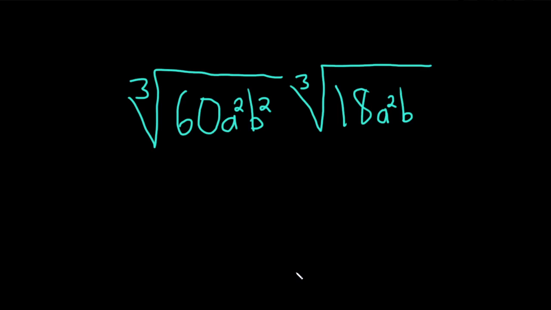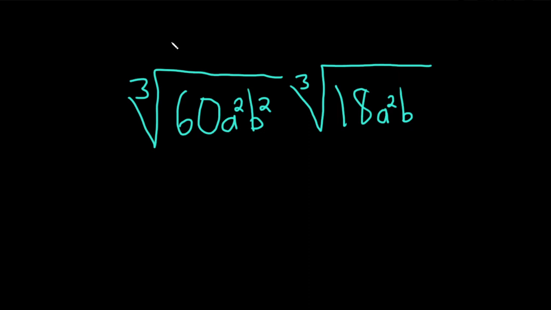Hi, in this problem, we have to multiply these cube roots. So we've got some really big numbers here. Basically, if we were to multiply straight across, we'd multiply 60 times 18, and those are big numbers. So what we can do is break each of these numbers up into the product of primes and then multiply the primes, because that's much easier.